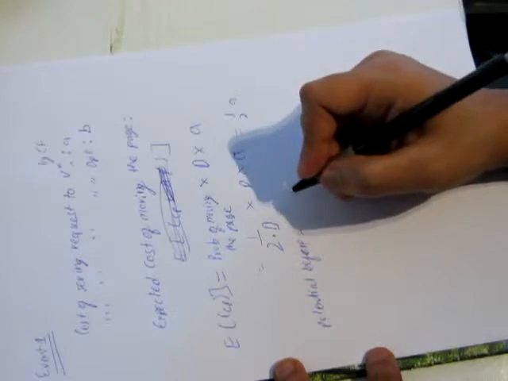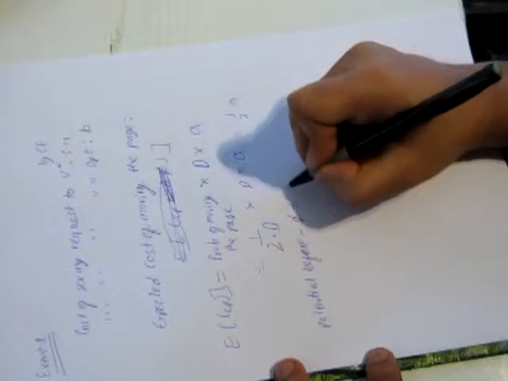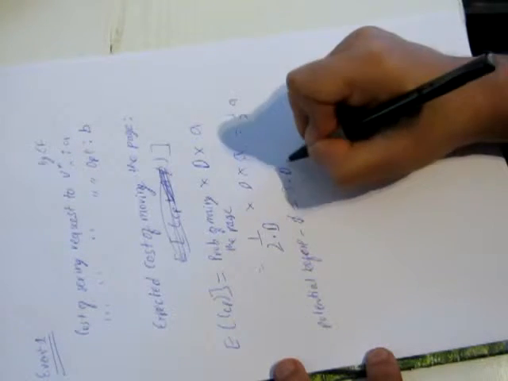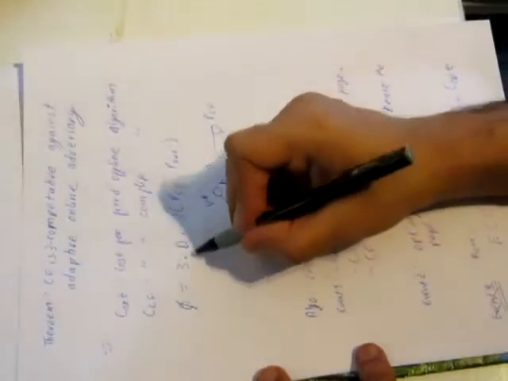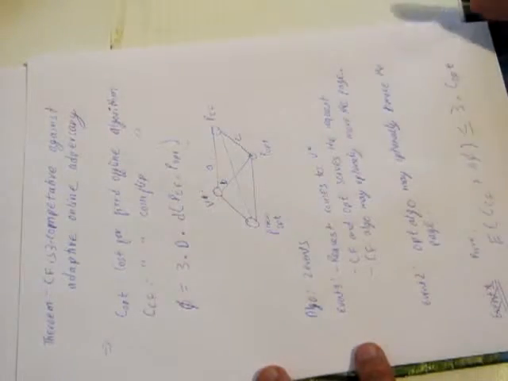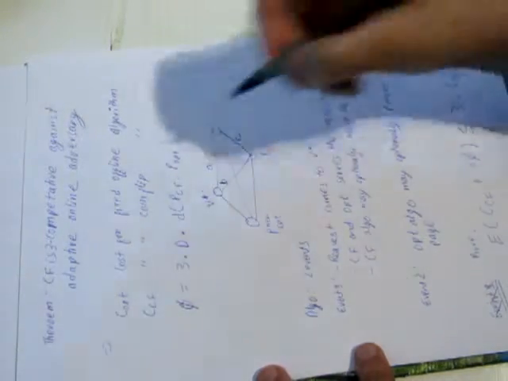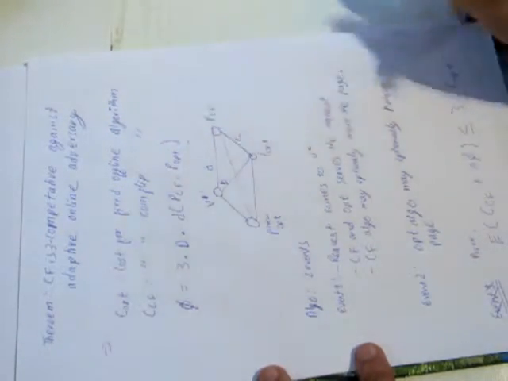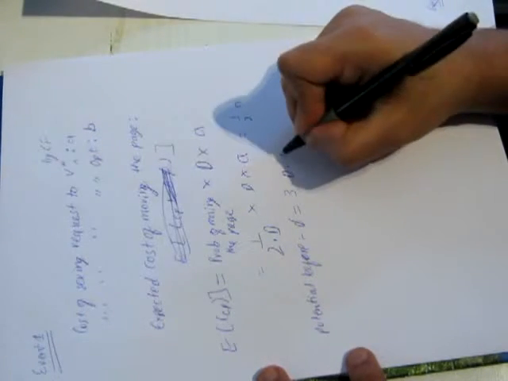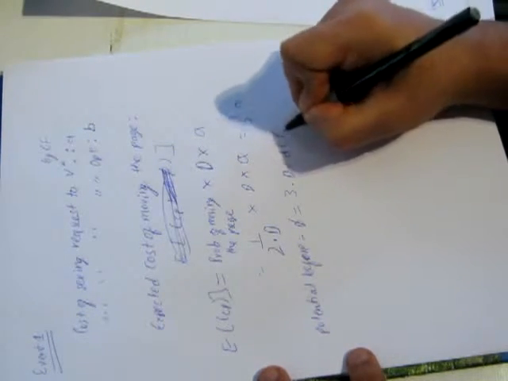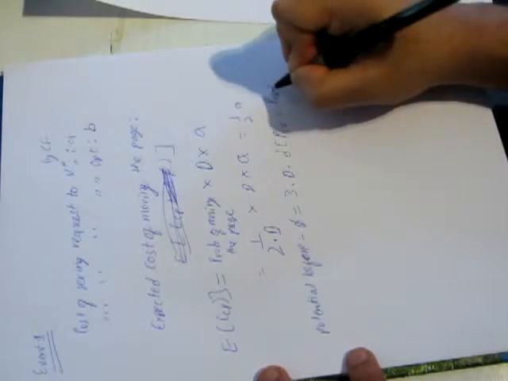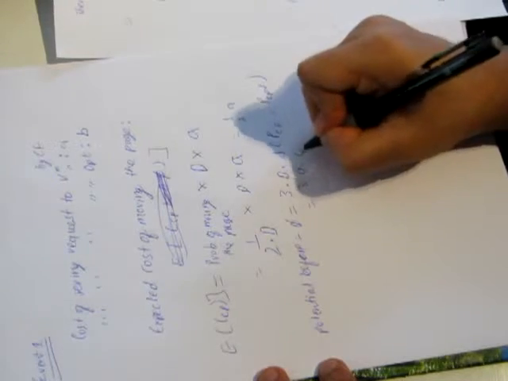So the original potential was phi equals 3d times the distance between PCF and POPT. So we already said the potential is 3 into d into this, that is PCF and POPT, and the distance between PCF and POPT is C. So it's 3D dot C.